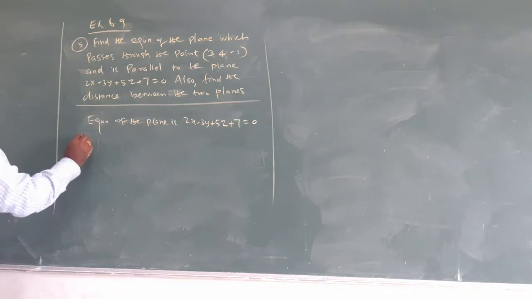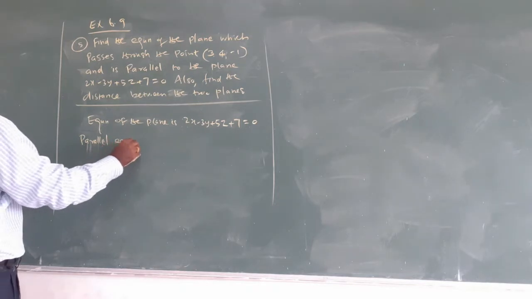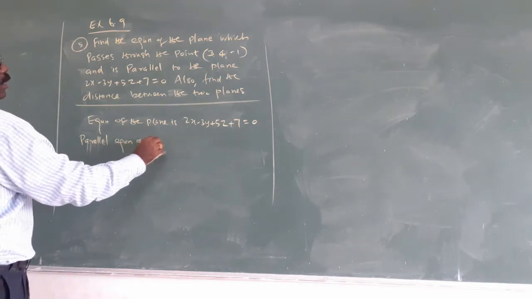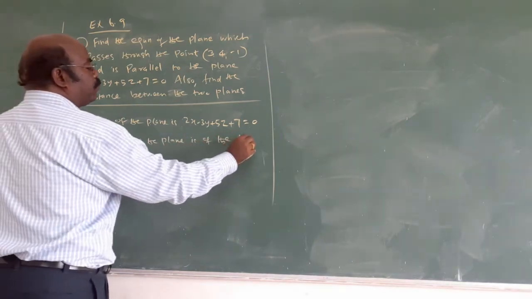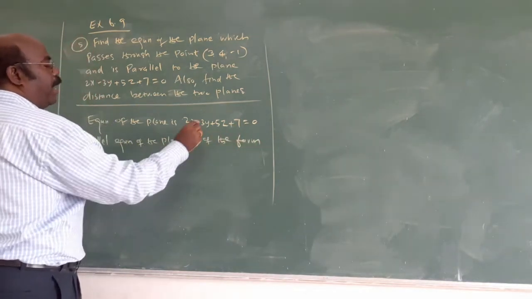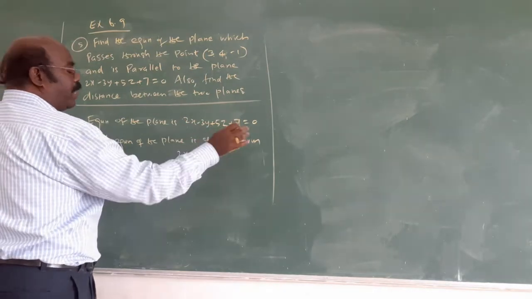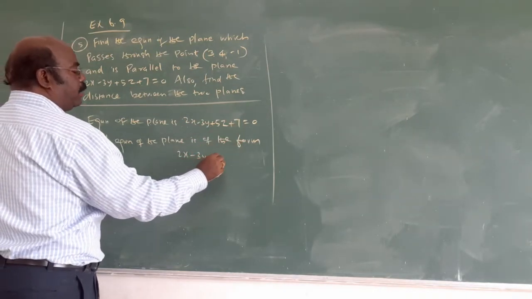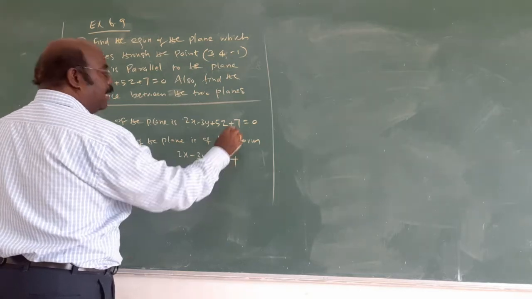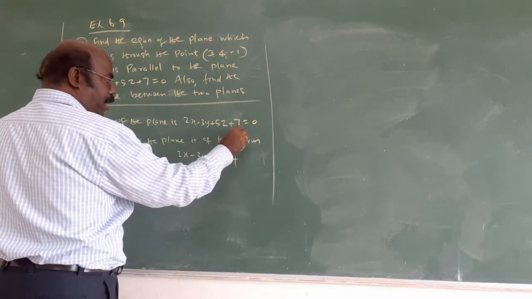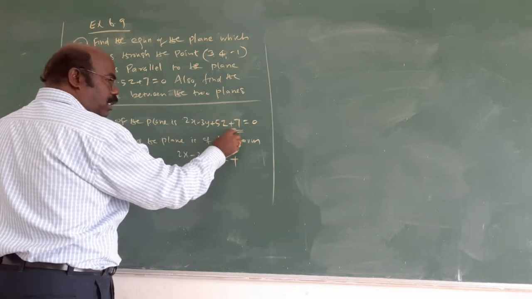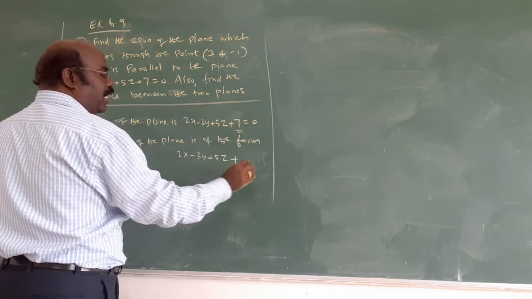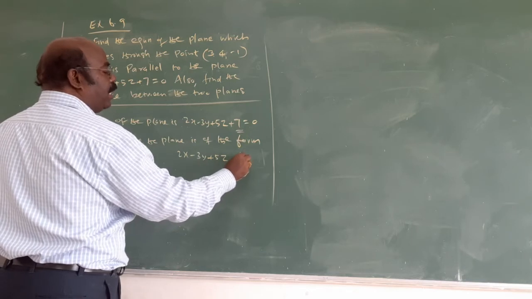Then next is parallel. The equation of the parallel plane is of the form: the x term and y term remain the same, only the constant changes. The constant may be a negative number, a positive number or 0. So the plane is 2x minus 3y plus 5z plus k equal to 0.